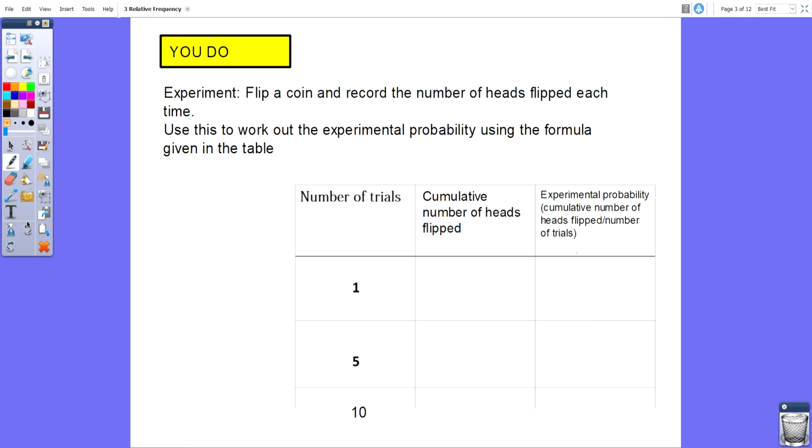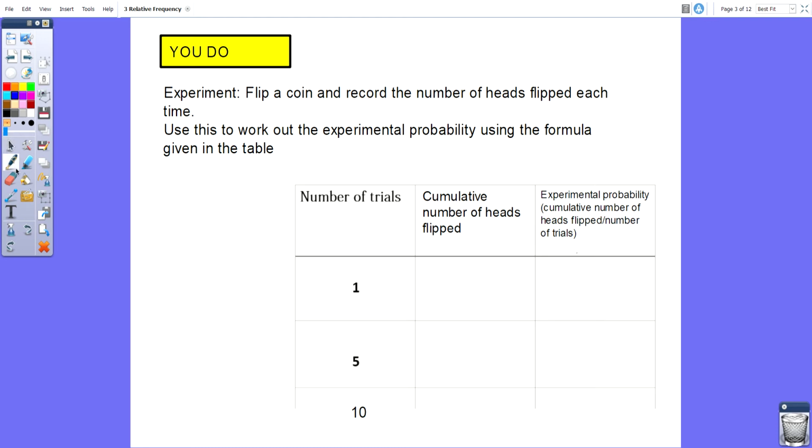Now you're going to do this 10 times, that's our total number of trials, and then each time you hit a landmark, such as 1 trial, 5 trials and 10 trials, record the total number of heads you flipped up until this point. After you've done that, you're going to calculate the experimental probability, which is found by dividing the total number of heads you flipped over the total times you flipped the coin, and that's going to give us our probability here. So if you want to have a go at this, pause the video now, grab a coin and start doing the experiment.